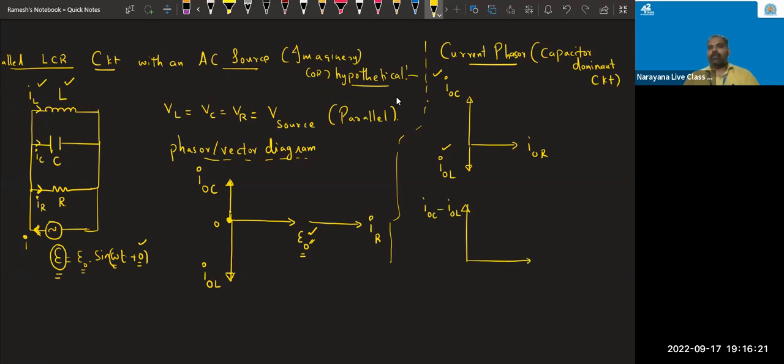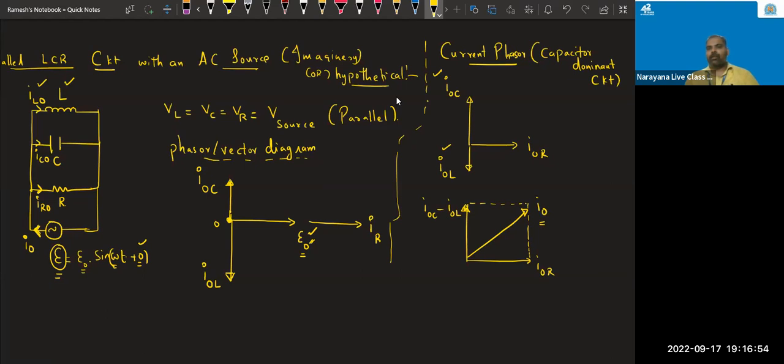This is I0R. With these two vectors, construct one parallelogram law. And what is the diagonal representing? The resultant current I0. This is the peak current only I am addressing. Net current means the net current coming out of the battery. Yes or no? Now tell me what is the net current here.